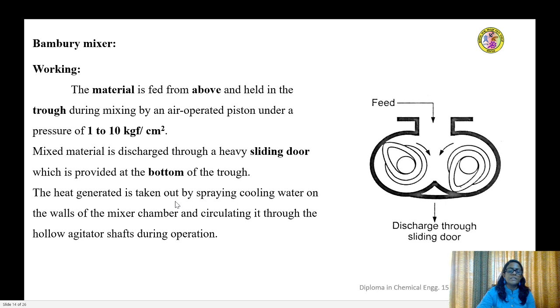Since this involves a rigorous mixing action, there may be heat generated due to the presence of moving parts inside the vessel. So we can take out that heat by spraying cooling water on the walls of the mixer chamber and circulating it through the hollow agitator shafts during the operation. This is the shaft on which the blades are mounted and rotated. By having a hollow shaft, we can pass cooling water through this, which helps in cooling the material that is being subjected to rigorous mixing action.